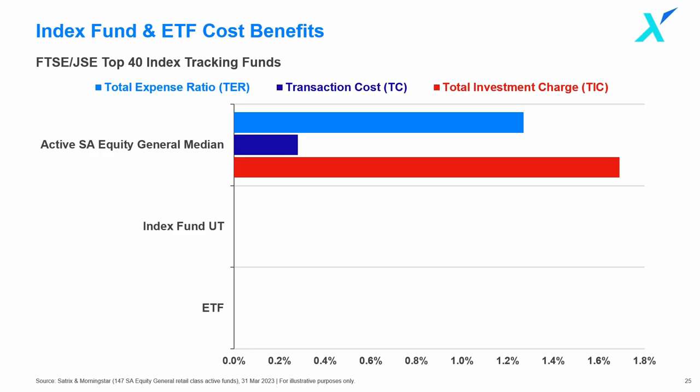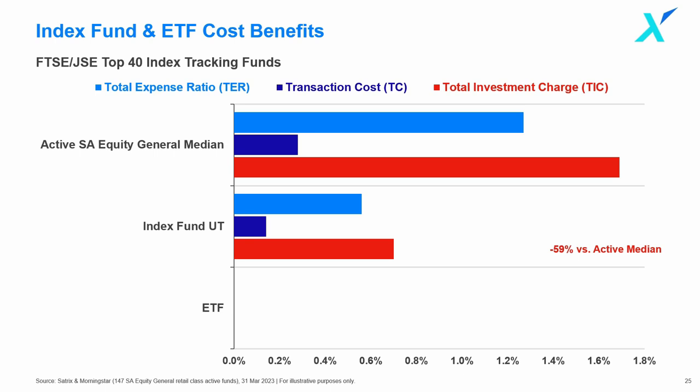And just to illustrate the difference in cost structures, what I've done is had a look at the SA Equity General Equity, the active funds within the SA Equity General category. These are unit trusts, and I looked at what the median total expense ratio is, sitting at in excess of 1.2%, and what the median transaction costs are, sitting at around the 30 basis points level. And if you add those two together, the median total investment charge is sitting at around 1.6-1.7%. So if you rank all of the costs within the unit trust local equity space, your median fund, your 50th percentile fund, has a cost structure of about 1.7% for retail investors.